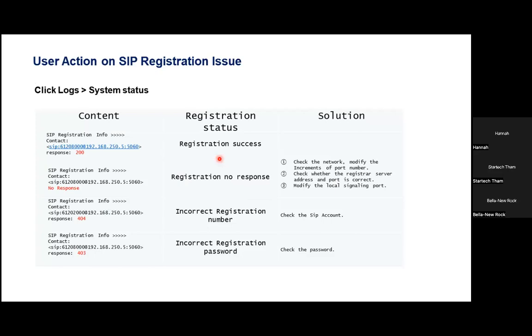In general, if the response is 200, it means that the registration is successful. If there is no response, again, you need to check the network, check the register server, and modify the local signaling port. If it is 404, it means the registration number is incorrect, so simply check the SIP account from your ITSP. And of course, if it is 403, that is related to the registration password.